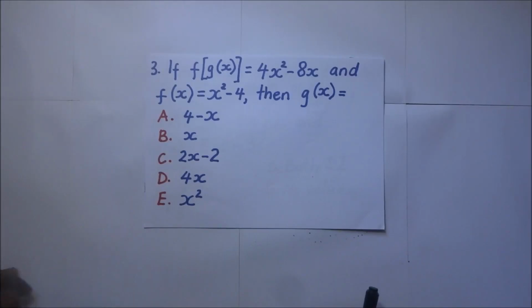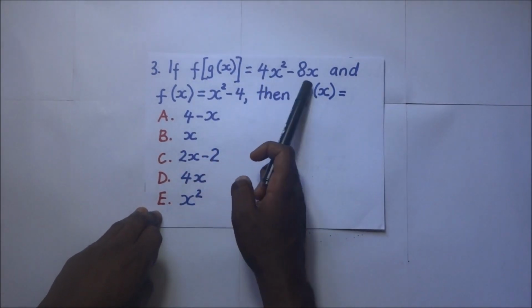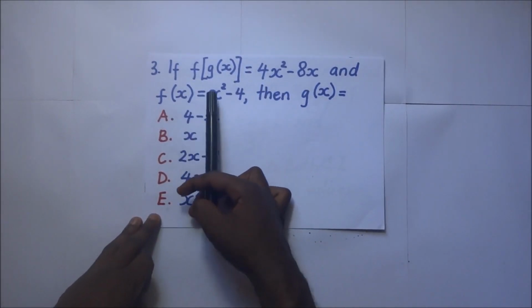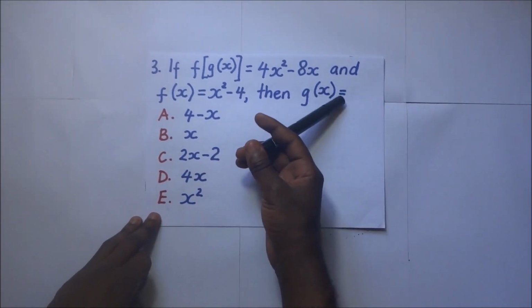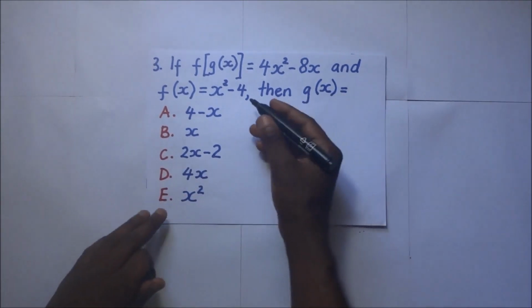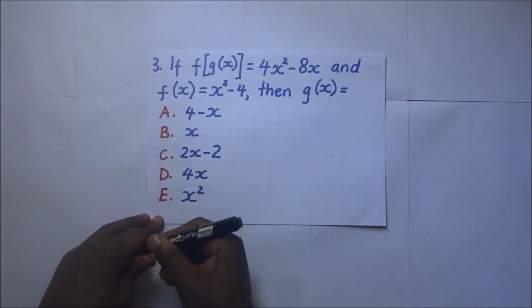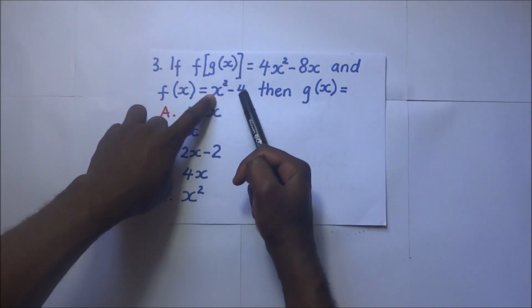And then we have this number. If this composite function, f of g of x, is given by 4x squared minus 8x, and f of x is x squared minus 4, then what is g of x? So we have been given f of x. If you look at this question, this is f of x. This has been given. f of x is x squared minus 4.